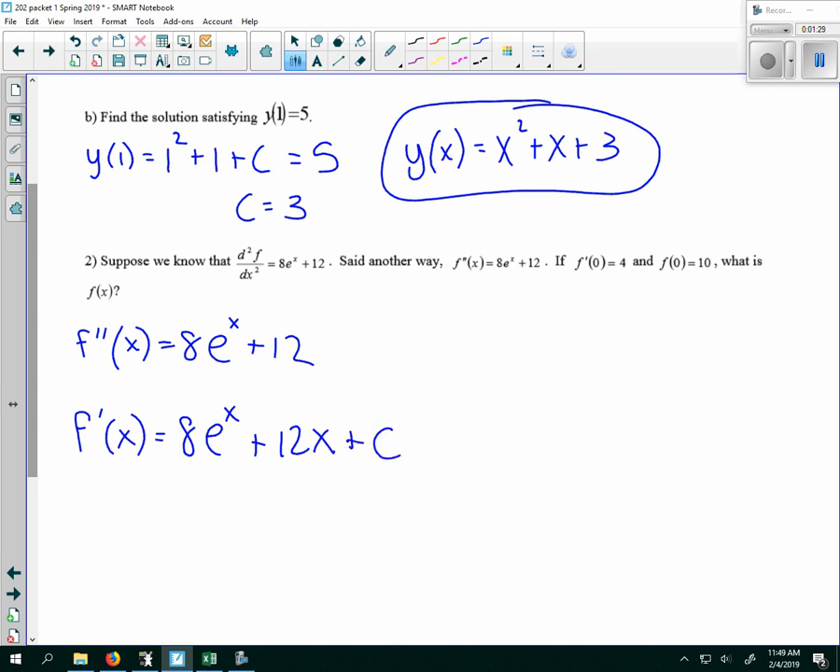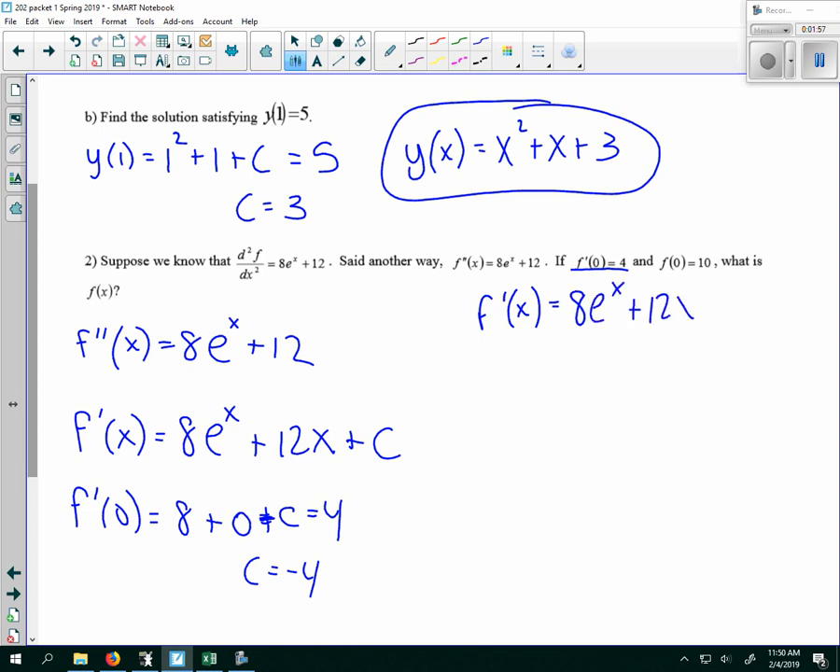To figure out what that c is, I'm going to use my first initial condition. f prime of 0 is 4. So this would be 8 plus 0 plus c equals 4. So c is negative 4. So now I know the final formula for f prime of x is 8e to the x plus 12x minus 4. And then I'm going to repeat this process again to find f.